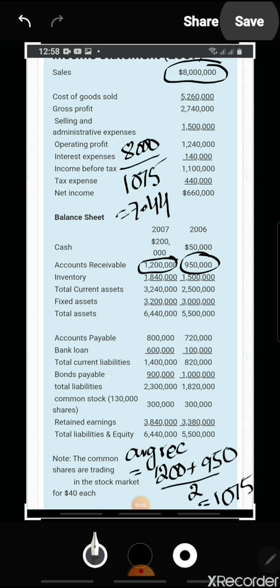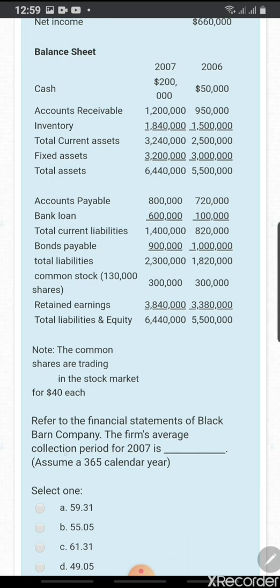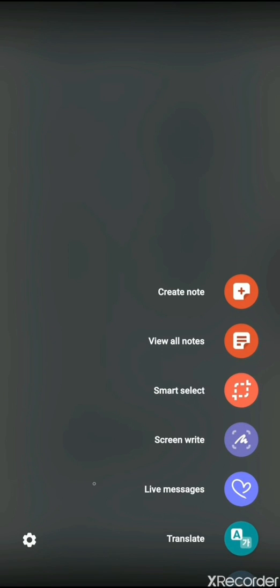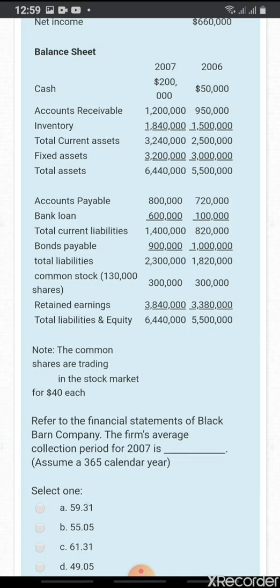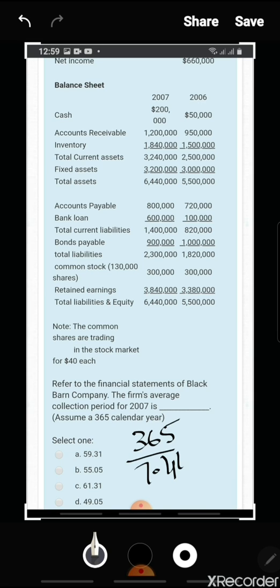Now once we have the receivable turnover ratio, in order to calculate the average collection period, we will simply have to divide, because I have told you 365. So what you will do now is take 365 and divide it by 7.44. This will give you the average collection period, which is coming out to be 49.05. So D is the correct answer.